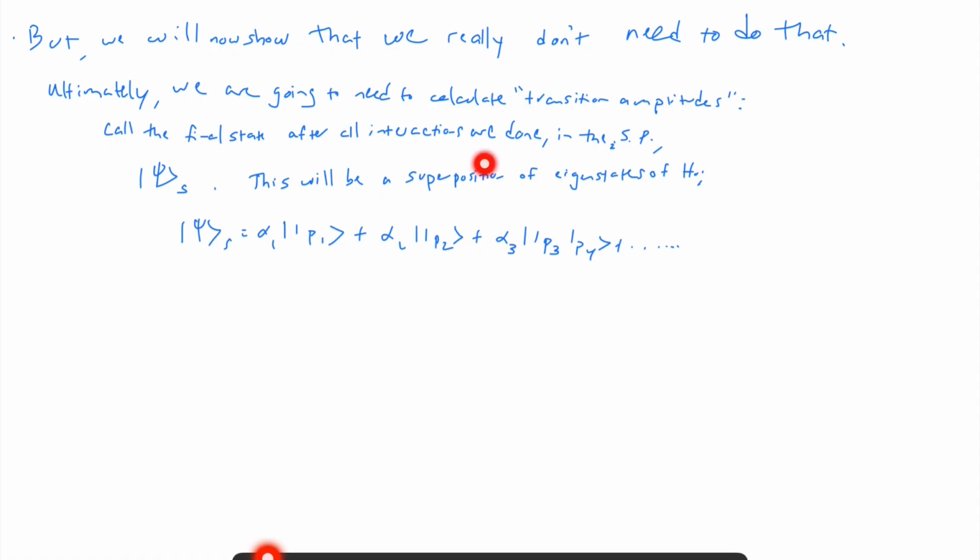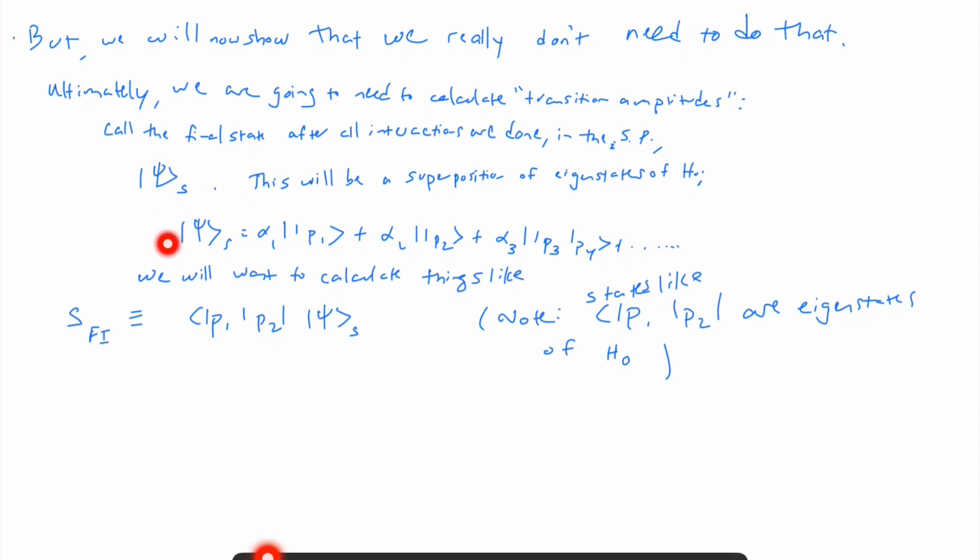So let's say the final state after all the interactions in the true, or Schrödinger, picture is psi sub S. This will be a superposition of eigenstates of H sub naught, because this is still a basis vector. So this is a superposition of Fock states. When we do our measurement, if this is our final state after the interaction is done, we want to know what these different coefficients are. So we want to know what are the chances of measuring p1, or the chance of measuring p3 and p4, and so on.